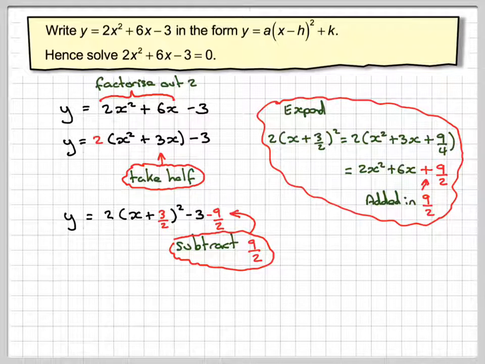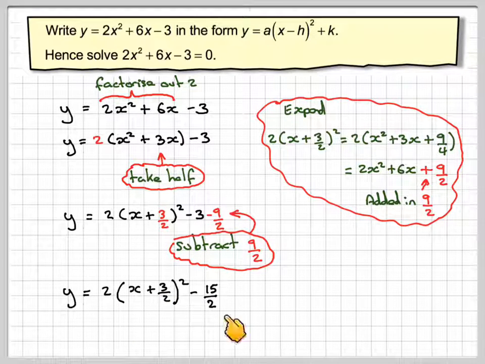Right, so we need to do that sum in our head. 2 times 3 is 6. Minus 6 minus 9 gives me minus 15 over 2. So we get y is equal to 2 brackets x plus 3 over 2 all squared minus 15 over 2. Now, if you can't do that in your head, maybe you can use your calculator. Right, that's now in the correct format.